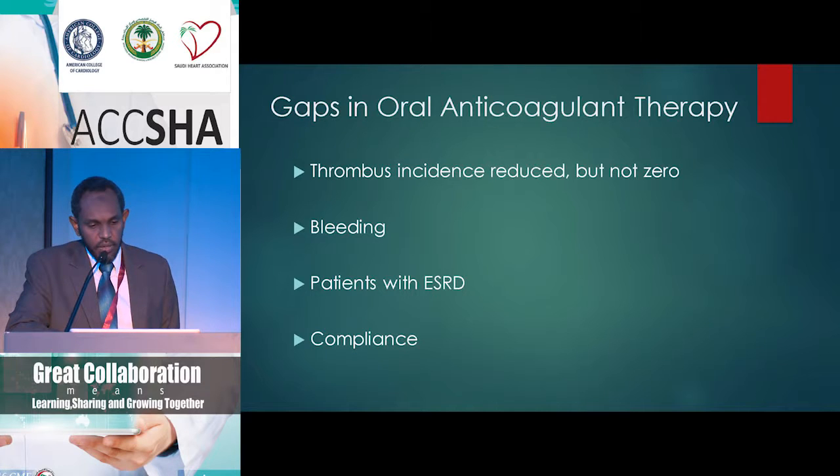The gaps in oral anticoagulant therapy occur in patients who have bleeding problems, and basically patients with end-stage renal disease, where the risk of bleeding is high and you can only use Coumadin, and these patients frequently have problems with their INR being difficult to control. Patient compliance with medication is another issue, and of course the incidence of thrombus even on oral anticoagulants is not zero, so there is room for improvement.